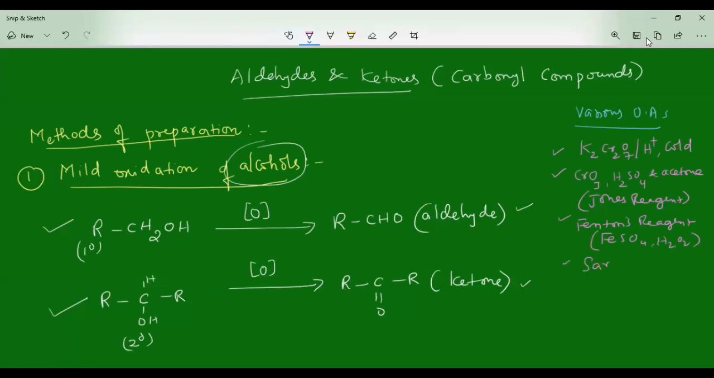Sarret reagent. The Sarret reagent is nothing but pyridinium chlorochromate, that is PCC. Sarret reagent is PCC, pyridinium chlorochromate. Or else we have PDC, that is pyridinium dichromate. PDC is nothing but pyridinium dichromate, which is nothing but CrO3 plus pyridine in water.